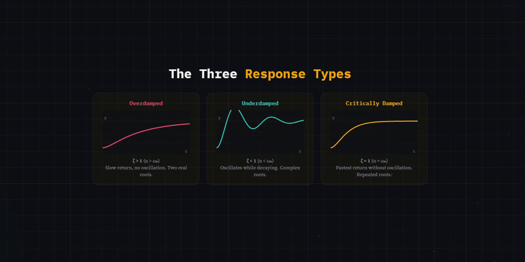There are three possible responses. When zeta is greater than 1, we get an overdamped response. The circuit returns to steady state slowly with no oscillation. When zeta is less than 1, we get an underdamped response. The circuit oscillates while gradually decaying. And when zeta equals exactly 1, we get a critically damped response, the fastest possible return to steady state without any oscillation.